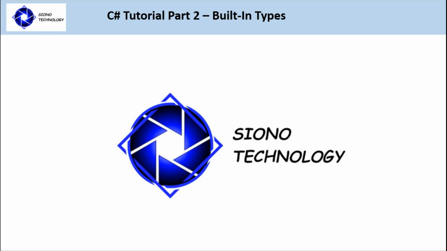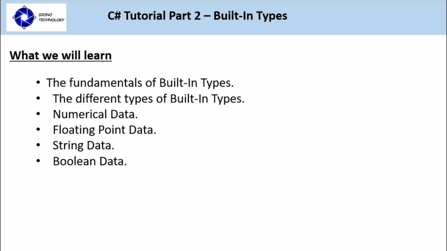In this lesson, we are going to learn about the different built-in types in C#. Built-in types are one of the most fundamental parts of the C# language. They can also be referred to as data types. Built-in types are the building blocks of every C# program you'll ever write. Once you understand them, everything else becomes much easier. In this lesson, we are going to learn the fundamentals of built-in types: the different types of built-in types, numerical data, floating point data, string data, and boolean data.